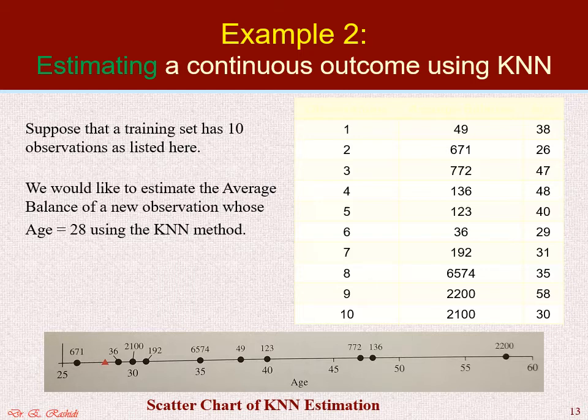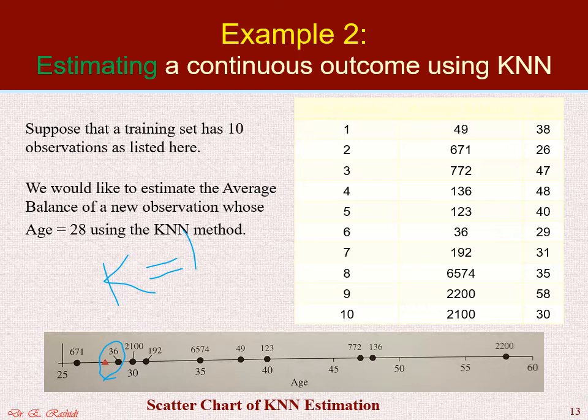So for example, for k equal to 1, let's see how this works. For k equal to 1, the closest neighbor to our observation is this little circle, which has an average balance of 36. So that's going to be our prediction for the average balance of our new observation, the red triangle observation. His age is 28, so we would make a prediction for his average balance to be 36.